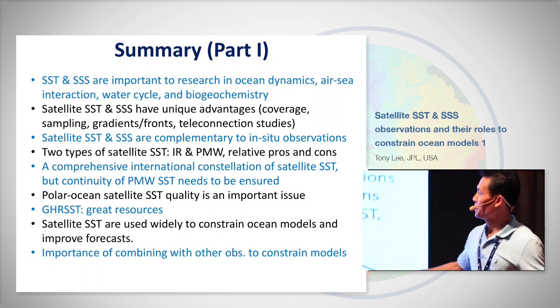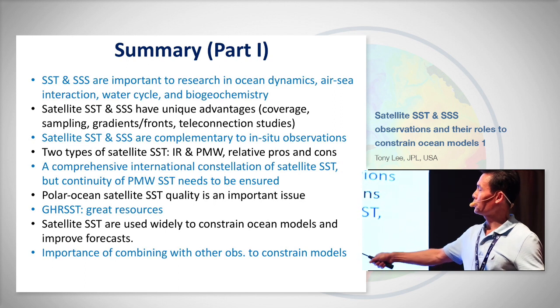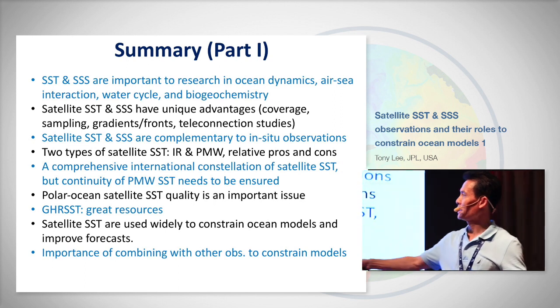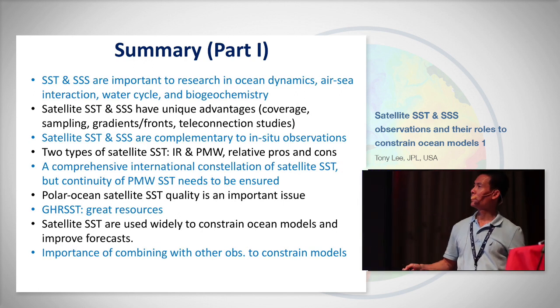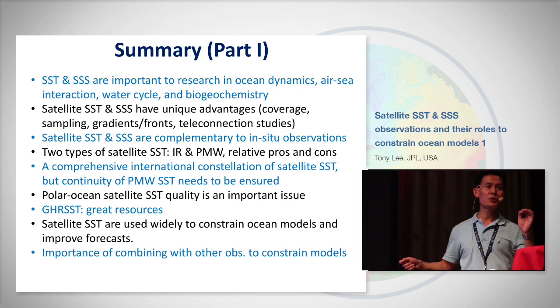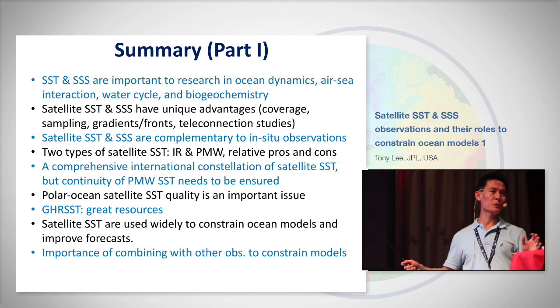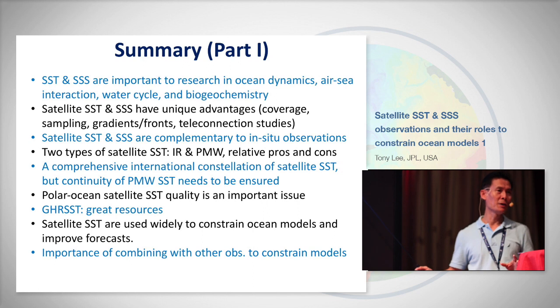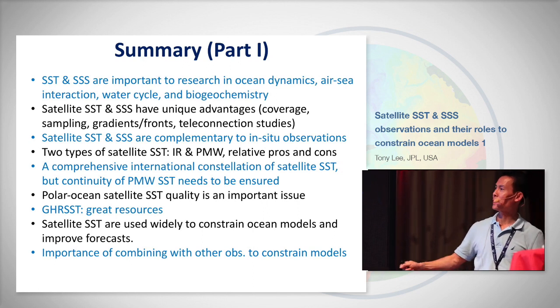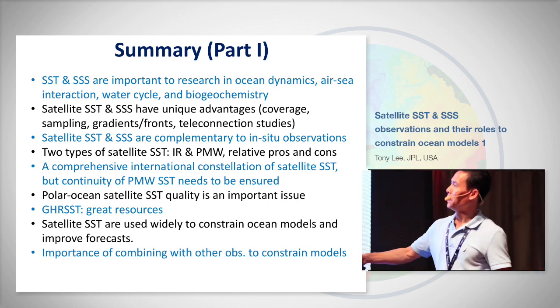And now, there are 2 types of satellite SST sensors, the infrared and passive microwave. They have relative pros and cons. The important take-home message is that infrared SST, like AVHRR, has good spatial and temporal resolution and tends to be more accurate, but microwave SST sees through cloud and has lower resolution. So that's the main thing that we need to remember.